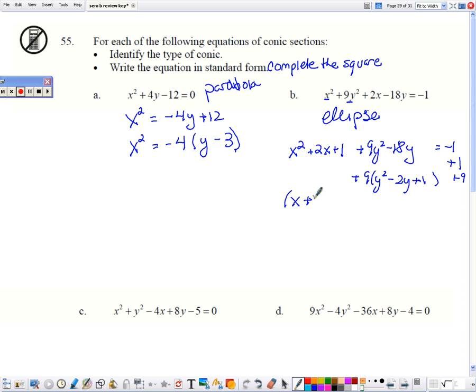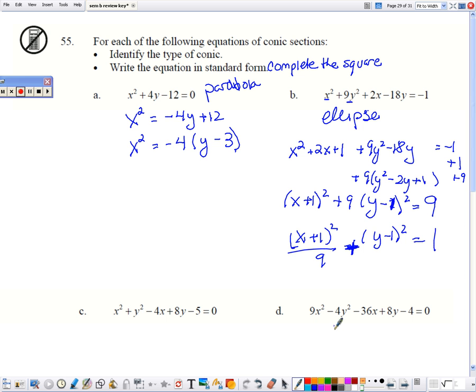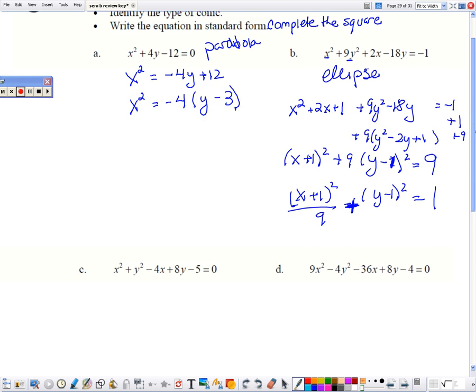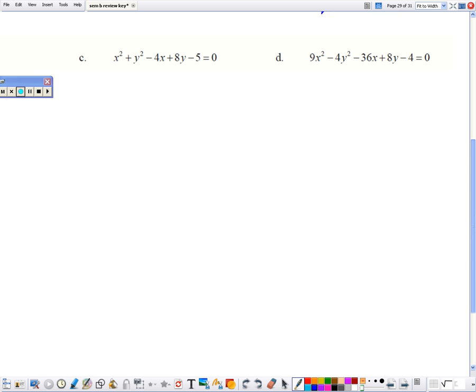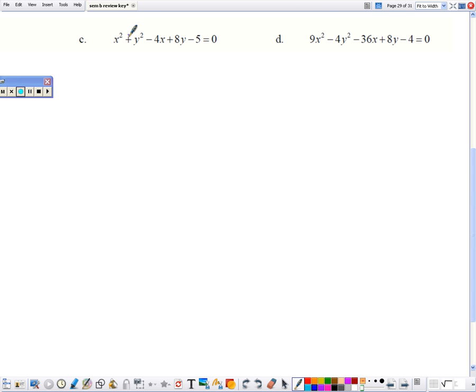So factoring this and this piece. Now I'm going to divide everything by 9 so it equals 1. And there's my ellipse. For C, because x squared and y squared are both positive and my coefficients are the same, it's a circle.